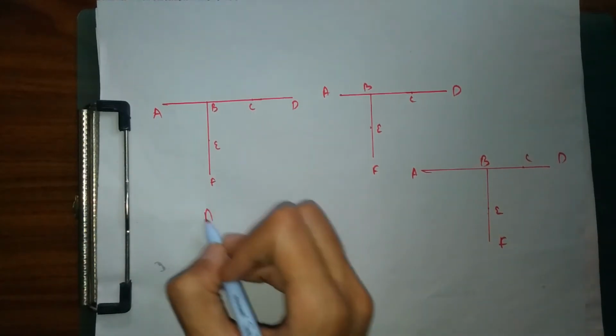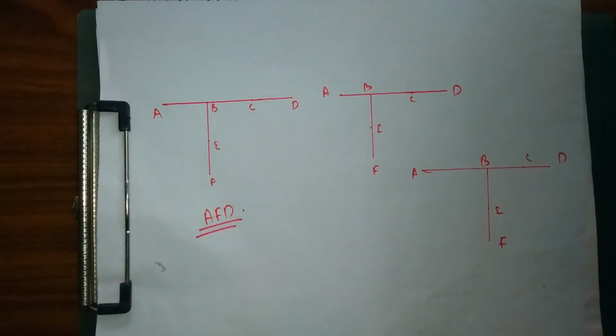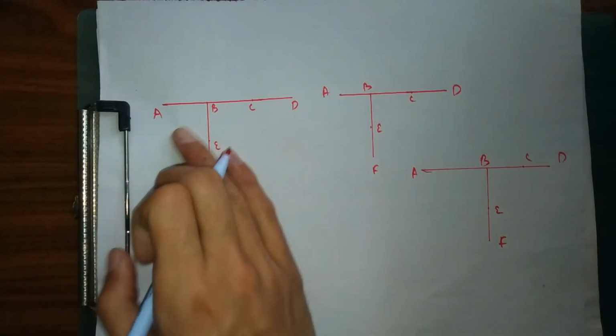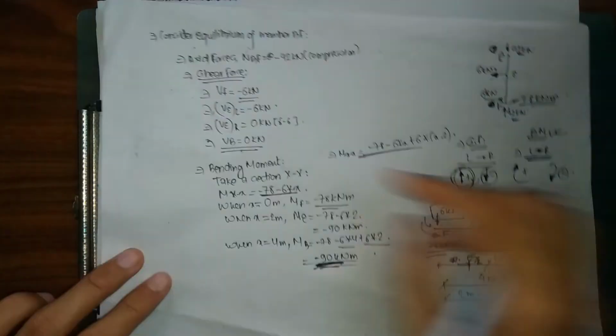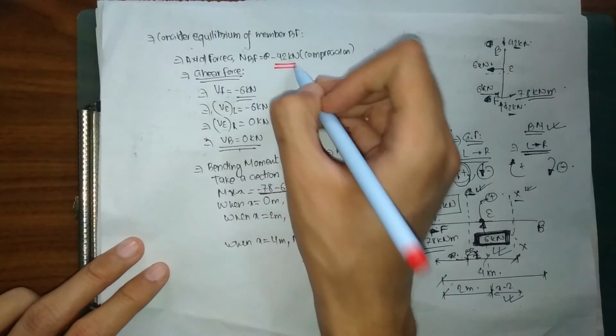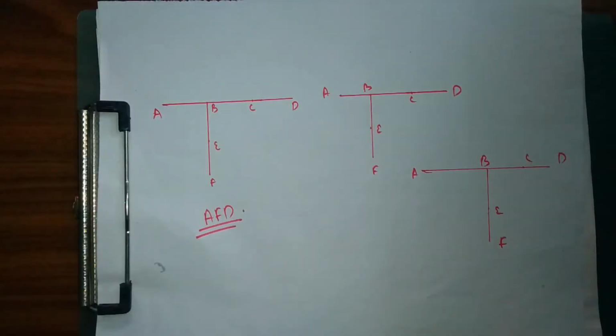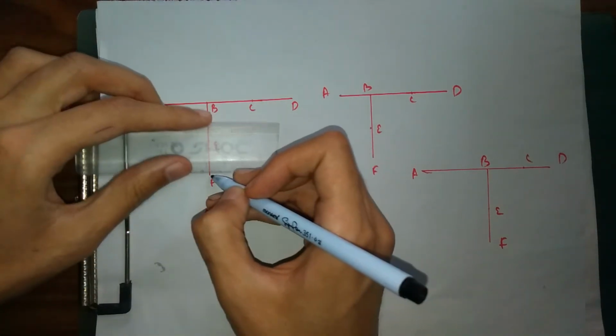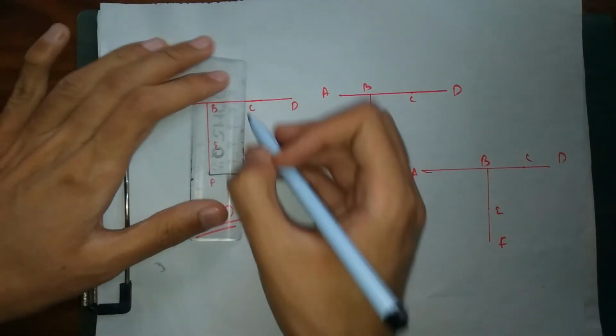So this is going to be my axial force diagram. If you remember, for member BF, I found my axial force equal to minus 42 kilonewton. So I'm going to draw my axial force in that way. Minus 42, I'm going to draw downward, minus 42.